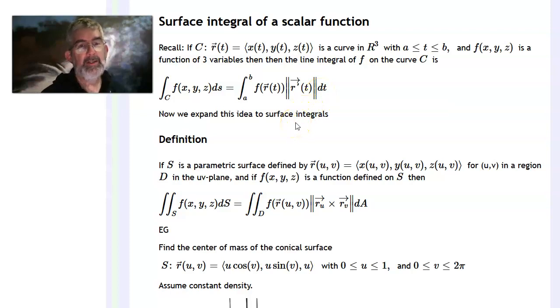Now I want to take this idea of that line integral of a scalar function and turn it into a surface integral of a scalar function. So essentially like a double integral, rather than integrating just along a line, we're going to be integrating across the whole surface. Okay. So here we go. Suppose you've got S, a parametric surface defined by r of u comma v is x of u comma v, y of u comma v, z of u comma v, and end the vector there.